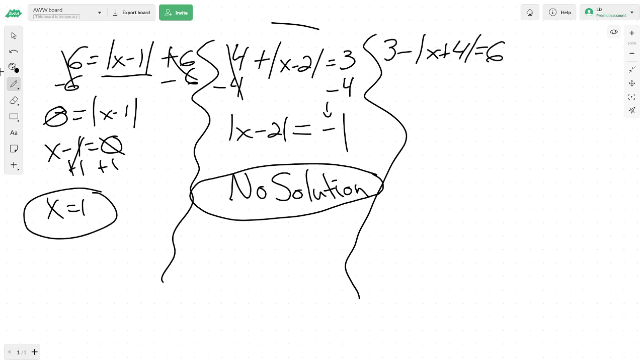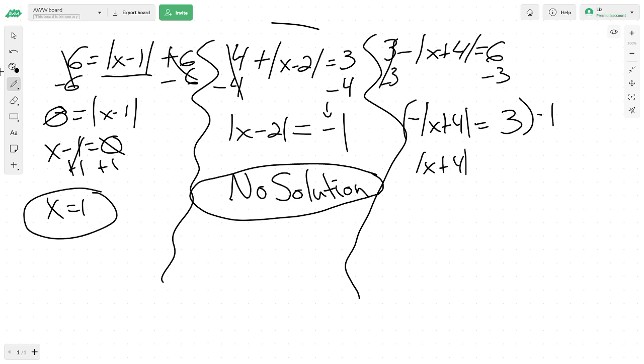One more here. Subtract 3 from both sides. Negative absolute value of x plus 4 equals 3. Now, since we have the negative sign out here, we still have to get rid of that. So we have to multiply everything by -1 to get rid of this negative sign because our absolute value expression is still not isolated. So now I've got the absolute value of x plus 4 equals -3.